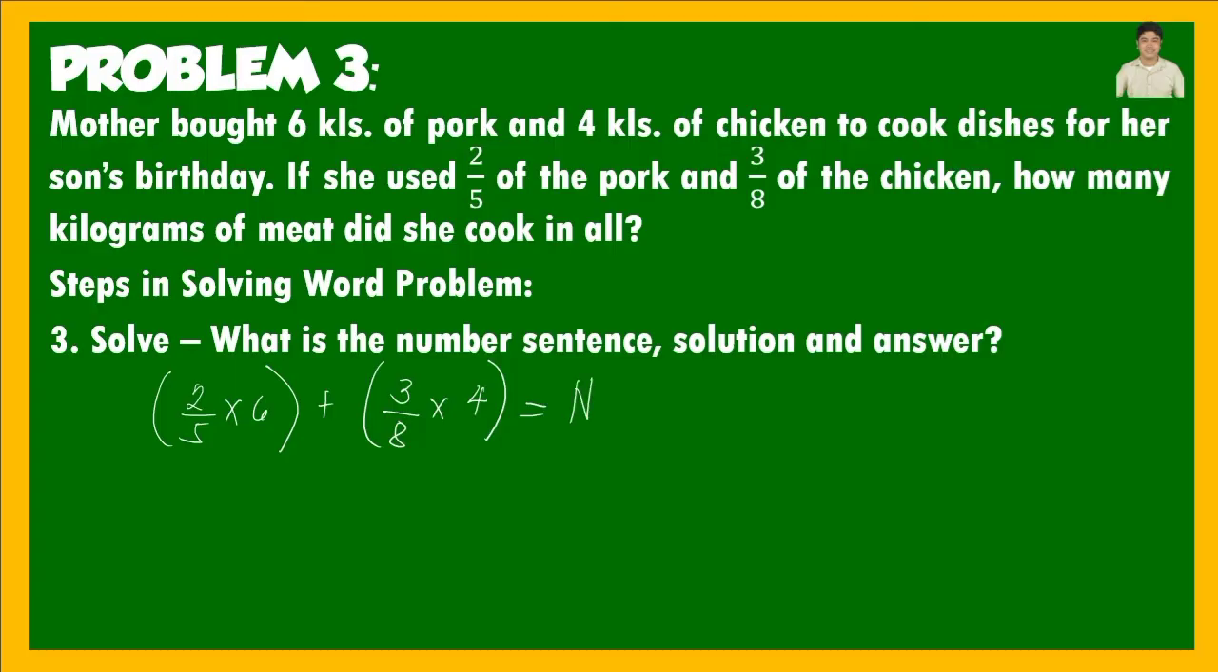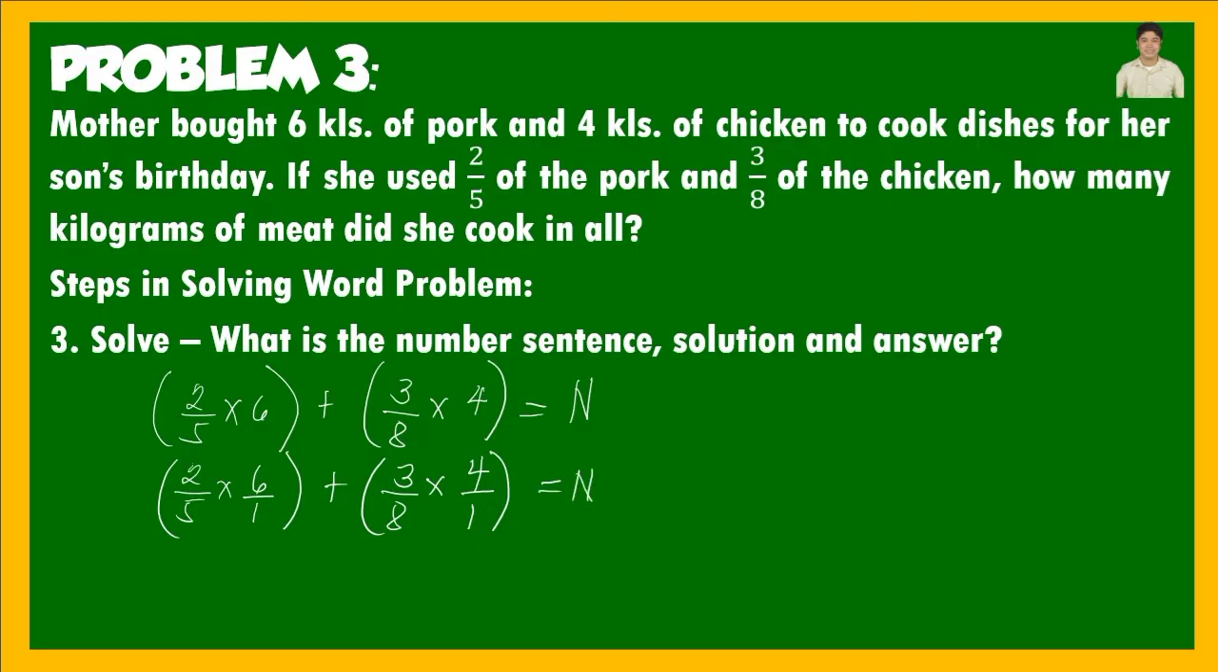So ngayon, mag-multiply muna tayo. Tapos yung mga nakuha nating product, i-add po natin. So dito muna tayo. So 2/5 times 6. So yung 6, lagyan po natin ng denominator. And then dito sa kabila, yung 4, lagyan din natin ng denominator na 1.